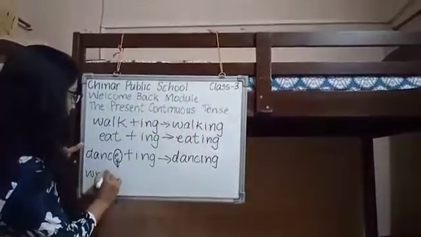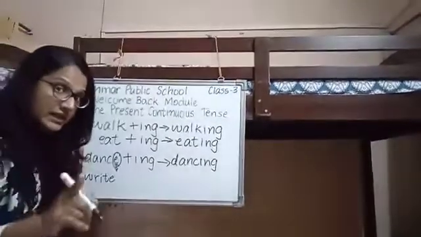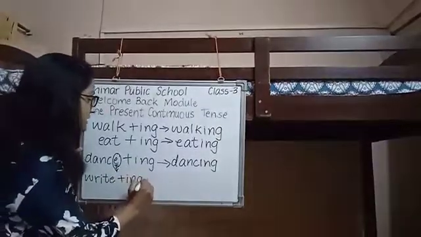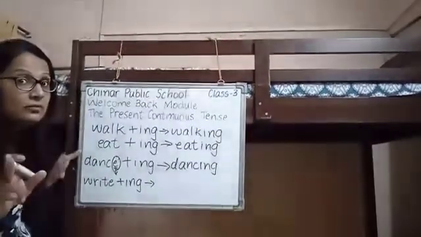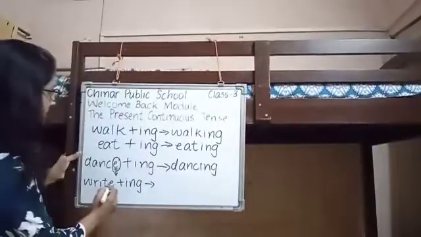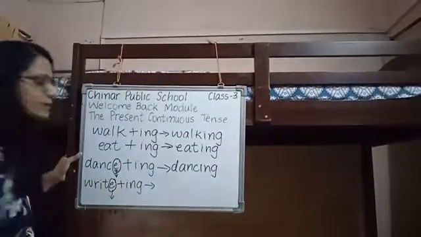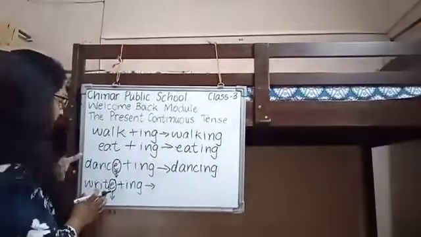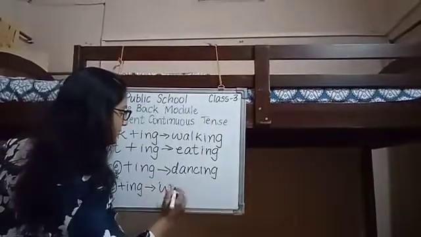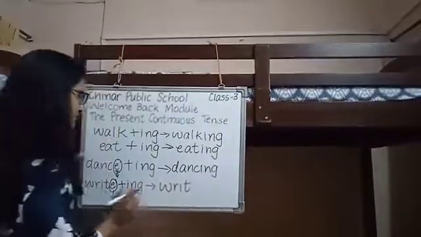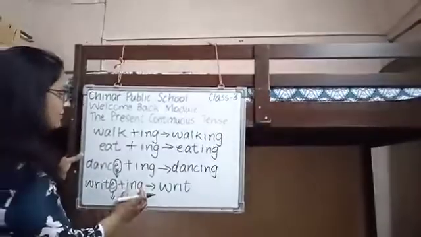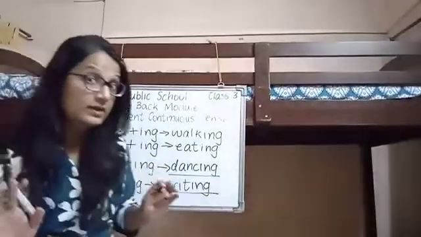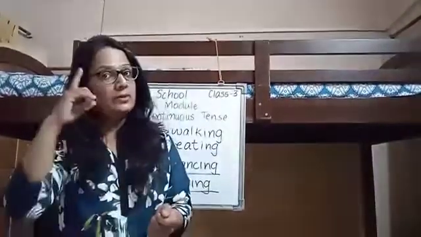Again, listen carefully. If any verb is ending with letter E and we have to add ing to it, what will we do? We will drop letter E. The letter E will be removed from the spelling. We will write the remaining letters as they are. Like it will be W-R-I-T, and we will simply add ing to it. So this thing you are going to remember.